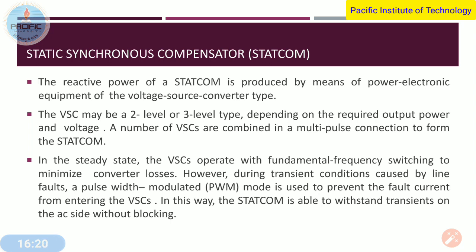Now the reactive power that is generated by the STATCOM is produced by means of power electronic equipment. And what is this power electronic equipment? That is the voltage source converter. The voltage source converter that we are using in the STATCOM may be 2 level or 3 level, depending upon the requirement of output power and voltage. A number of voltage source converters may also be combined in a multi-pulse connection to form the STATCOM.